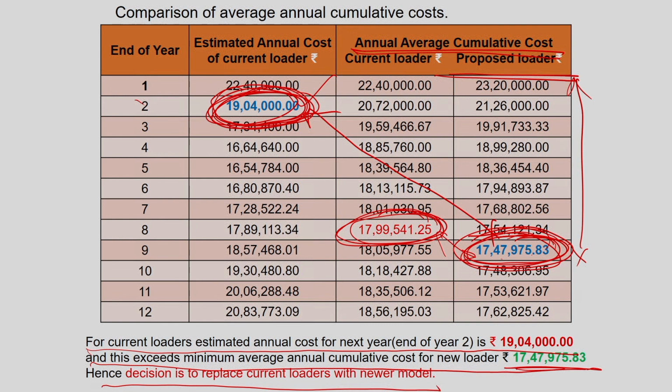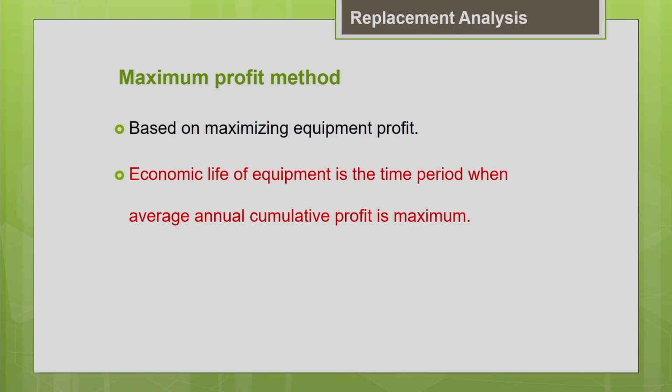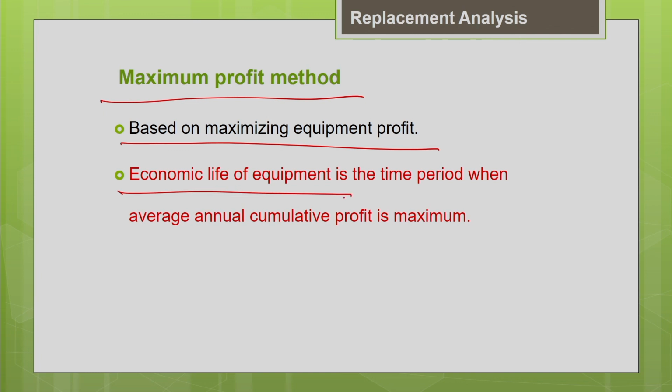Now, let us look into the next approach given by Dr. Douglas. It is the maximum profit method. This is based on maximizing the equipment profit. Here we are optimizing the production with respect to profit. So, how to define the economic life here? It is the time period when the average annual cumulative profit is maximum.